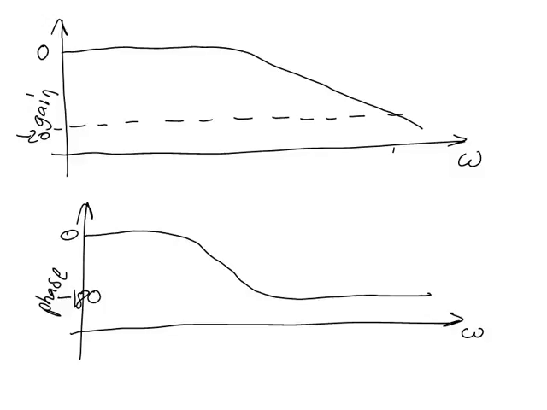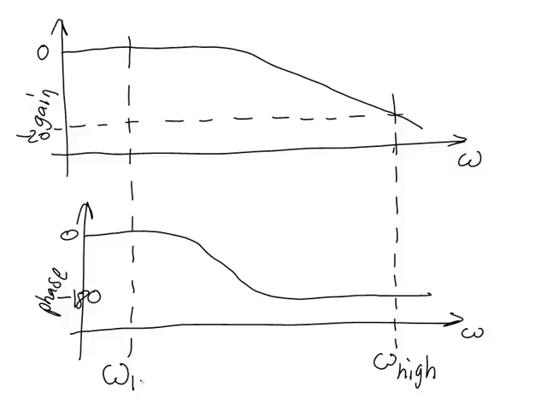To find the output to that strange looking signal, I just have to get 2 points on my Bode plot. Suppose that I know that this frequency is the high frequency used in the input signal. We'll call that omega high. Suppose I know that this frequency is the low frequency that was applied in that signal. I'll call that omega low.